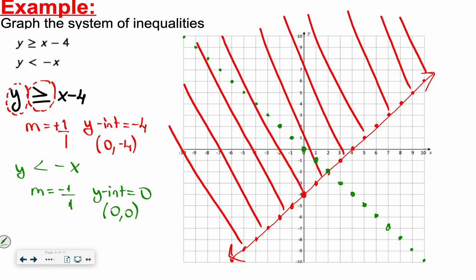Now we need to decide solid or dashed line. How? Check the inequality symbol. The inequality symbol doesn't include an equal sign. That's why we will use a dashed line. Second, we need to shade above or below the line. How? You need to check the inequality symbol as well. Since this is less than, we will shade below the line. Here.